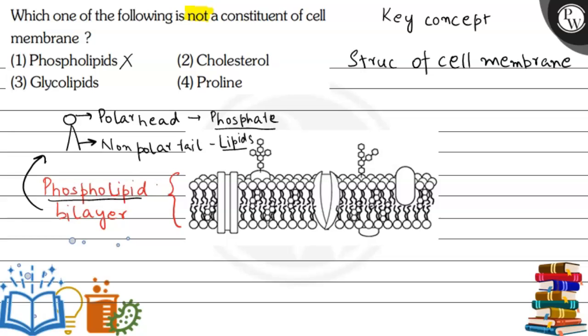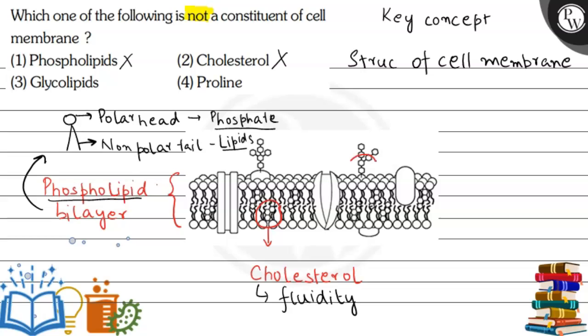Now, the second option is cholesterol. Now we can see that cholesterol is also an essential part of the cell membrane. So cholesterol is the constituent that contributes to the fluidity of the cell membrane or the flexibility of the cell membrane. So greater the number of cholesterol molecules, more fluid the plasma membrane will be. Now, since cholesterol is an important constituent of cell membrane and it is present in the cell membrane, therefore option 2 will also not be our answer.